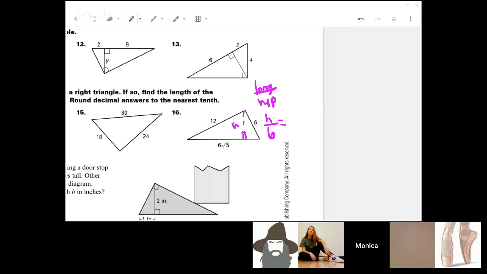No, Campbell, that's backwards. You said 6√5 over 12. We need 12 to be on top because we're doing long over hypotenuse, okay? So the long side of the big triangle is 12 over the hypotenuse, which is 6√5. Then you're going to cross multiply and divide by that one. And Natalie, that's correct for number 15.